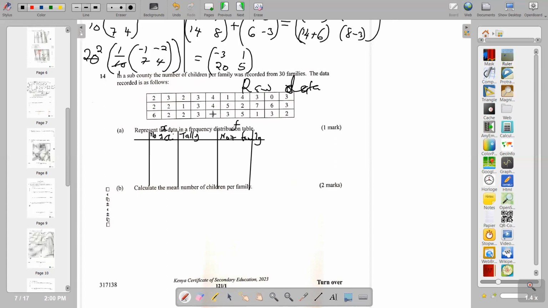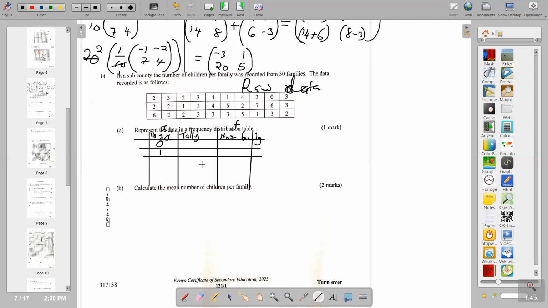Now remember this one, the number of children represents your x, and this one is the frequency. Now you see from here the least number is 0 and the largest number is 7. So we need to start with 0, and then you confirm if you have 1. So you have it because you have it here. So the second one will have 1, followed by 2. I think we have up to 7.